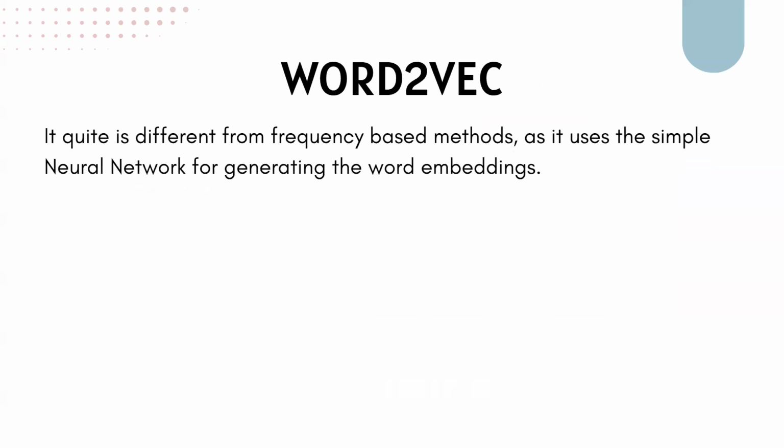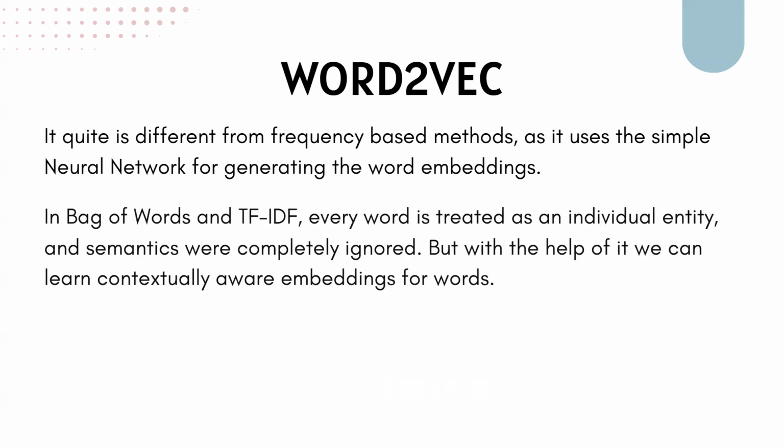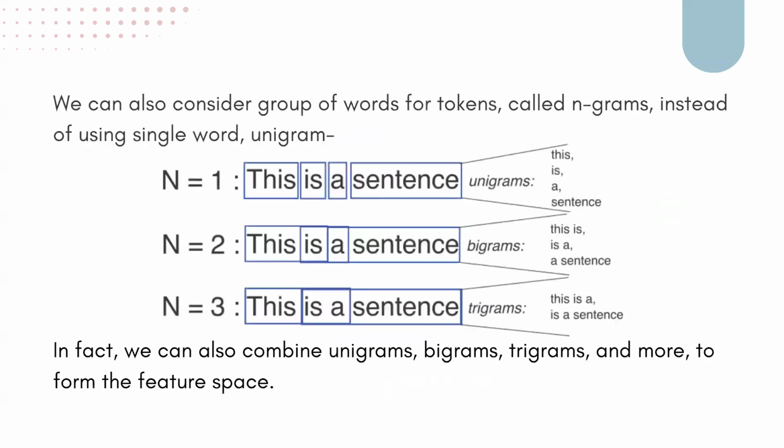Okay. So the next thing is word2vec. Word2vec is a research paper developed by the Google research team in 2013, I guess. It is different from the frequency-based methods. It uses a neural network for generating the word embedding. In bag of words, each term is treated as an individual entity, and we ignore the context and the semantics completely. But with the help of word2vec, we can learn contextually aware embeddings for words. So let me cover that again.